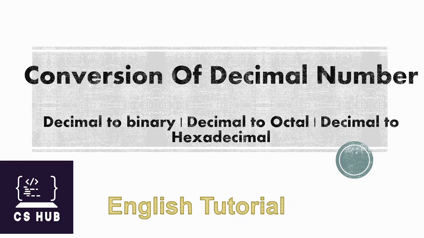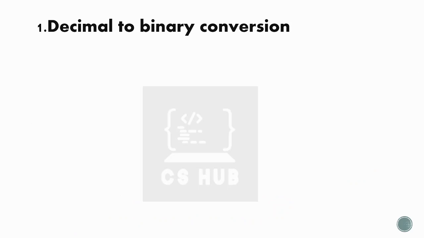All these categories have similar methods. So the first category is the conversion of a decimal number. In this video, we are discussing how to convert a decimal number into a binary, an octal, or a hexadecimal number. Okay, so let's start with the decimal to binary conversion. We are going to convert a decimal number into a binary number.